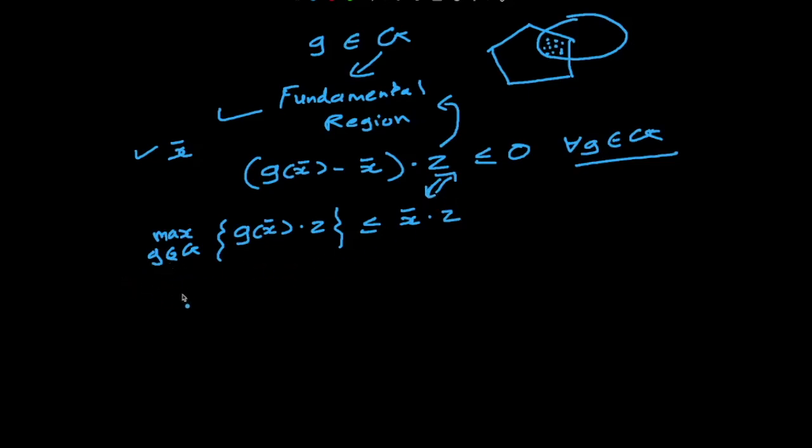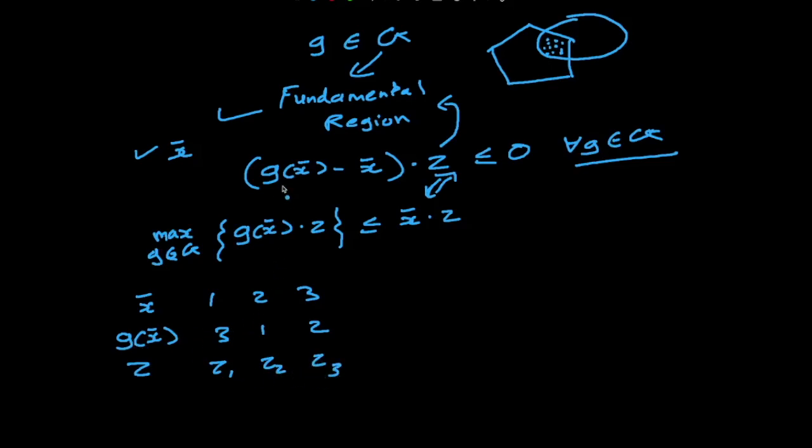Now let's consider a particular example. Let's say my x bar is 1, 2, 3, and let's say I pick the permutation g under which the image of x bar looks like 3, 1, 2. Let's also have our z, so let's call it z1, z2, and z3.